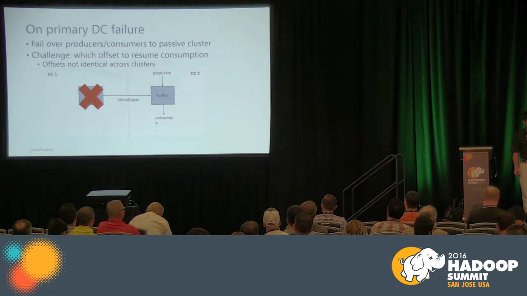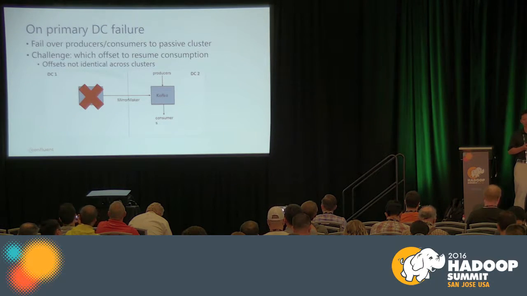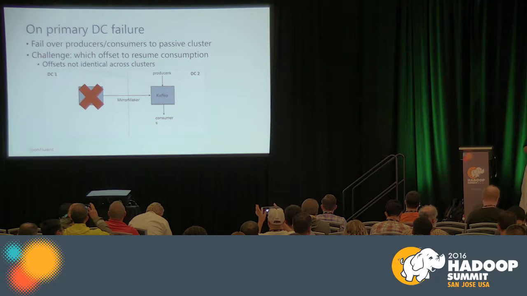Okay, with this setup, now what happens when the primary or the active data center fails? If the primary data center fails, the first thing you have to do is flip over the producer. Flipping that is relatively easy. You just move it over. So now the producer will be publishing on the other Kafka cluster in DC2.